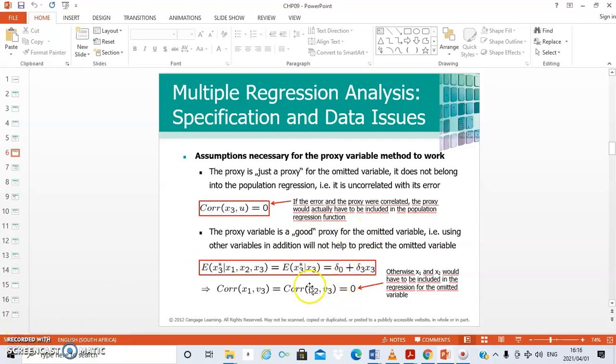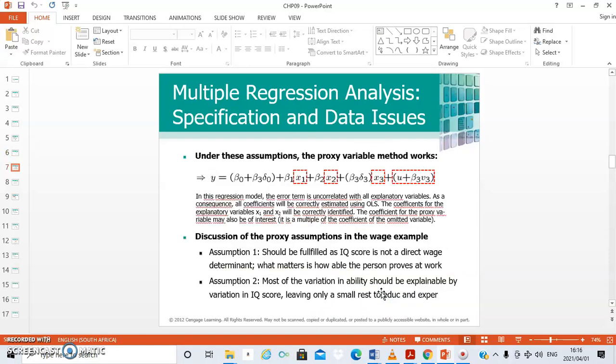Okay, and that's why we show here that the correlation between the variance or the error term of the third variable with the other explanatory variables is not existent at all. So it's only under certain assumptions that the proxy variable method can work.